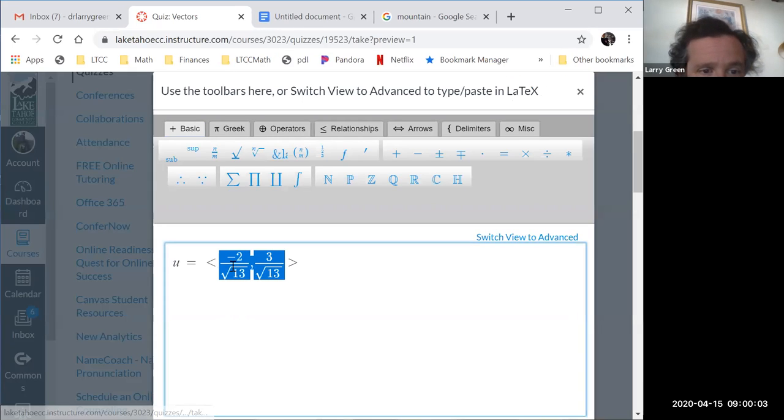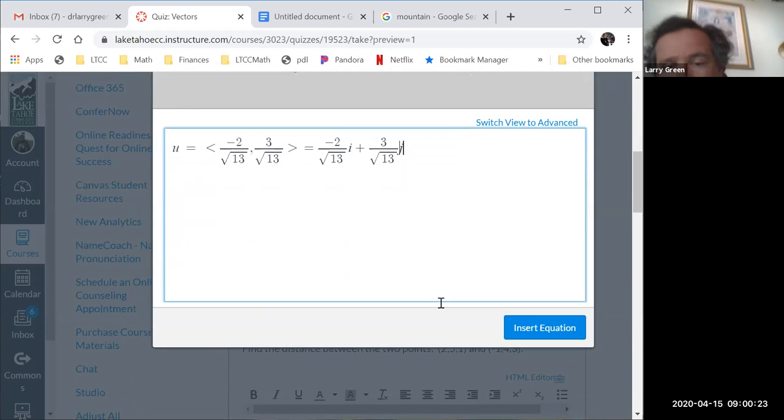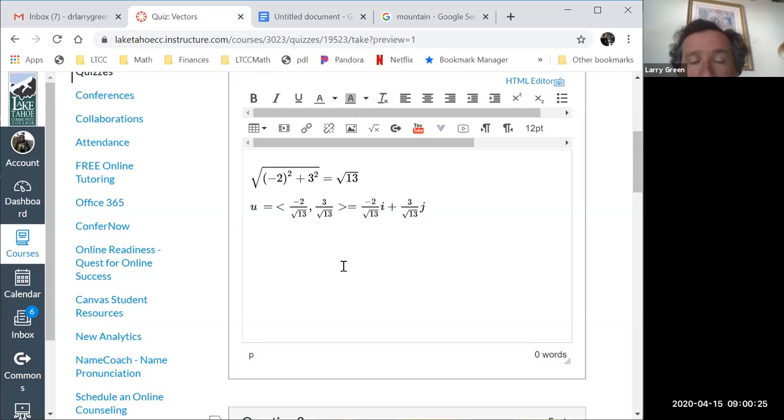We can also write it as follows. Instead of that bracket notation, you can say -2 over root 13 i plus 3 over root 13 j. And that's another way of writing a vector where i represents the vector 1, 0, and j represents the vector 0, 1. And since I don't think I showed you that last time, I figured I'd better this time because that happens in physics a lot. Any questions on question 1 before we move on to question 2?